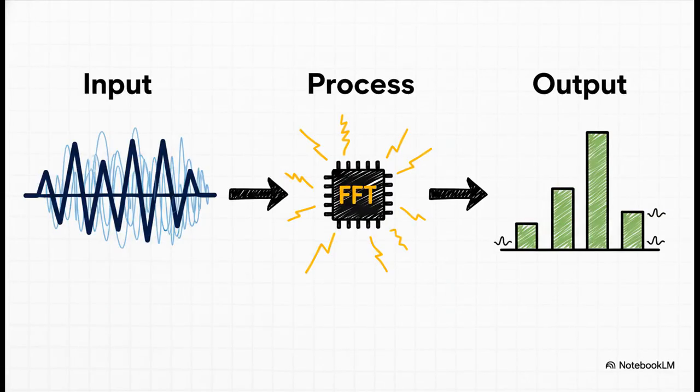And here it is, step 2. This is where the magic happens. We take that messy time-based signal and feed it straight into the FFT. It crunches the numbers, and what comes out the other side is a completely different way of seeing the exact same information. Instead of a jumbled wave, we get a recipe, a neat, orderly list that tells us exactly how much of each pure frequency was hiding inside our original signal.